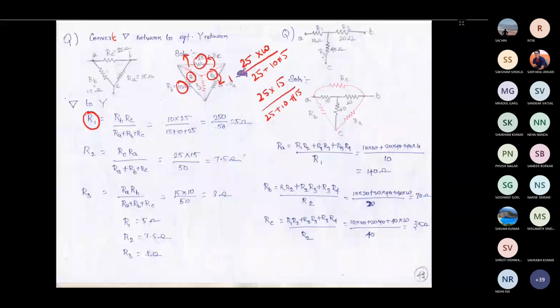And for R3, what is the nearest resistance? This 10 ohm and this 15 ohm are the nearest resistances. So 15 into 10 divided by the sum of the resistances, 25 plus 10 plus 15. So this is very easy. With this understanding you can easily solve it, or you can directly substitute in the formula. For the first case, it comes as 5 ohm, for R2 it comes as 7.5 ohm, and for R3 it comes as 3 ohm.